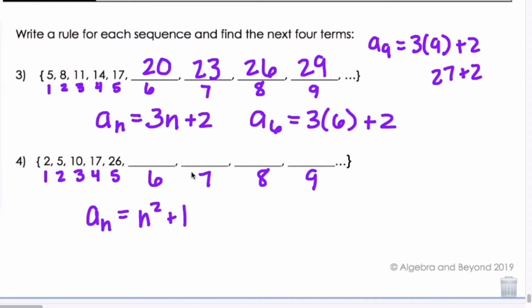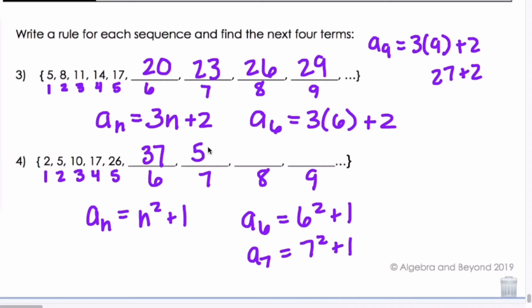And let's do an example for 6. So if I'm looking for a sub 6, I'm going to say 6 squared plus 1, which will give me 37. Okay, and same thing, we can have a sub 7 equals 7 squared plus 1, which will give me 50, and so forth, 65 and 82. Okay, let's just do 2 more practice problems.